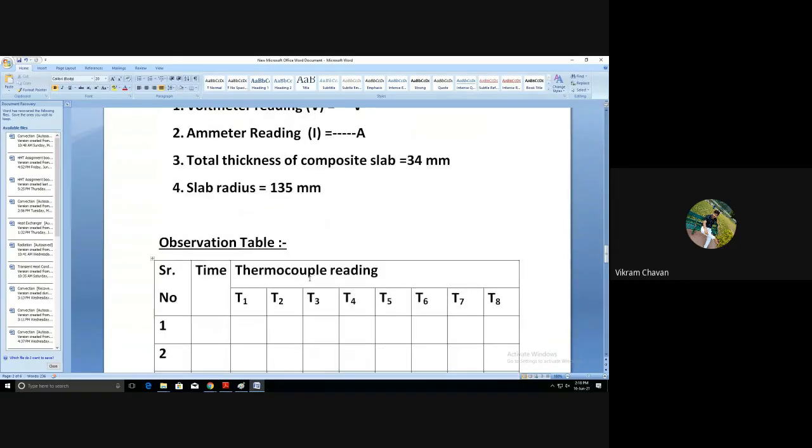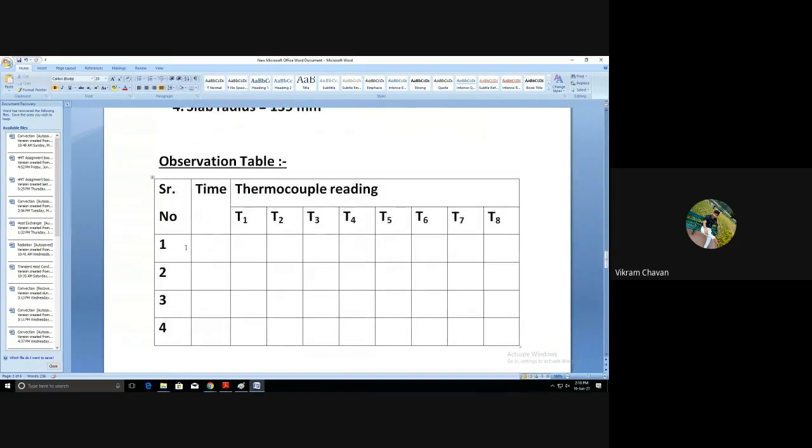For the observations, you require an observation table. The observation table consists of a serial number and time. When you start the reading, that will be considered as 0 minute or 0 time, and then after each 5 minutes or each 10 minutes you have to take the readings. We have to take readings for 8 thermocouples: T1, T2, T3, T4, T5, T6, T7, T8.